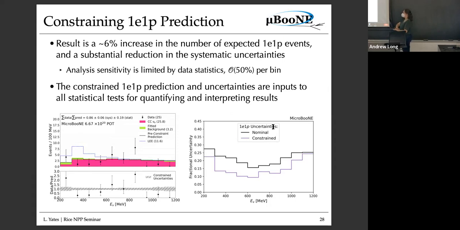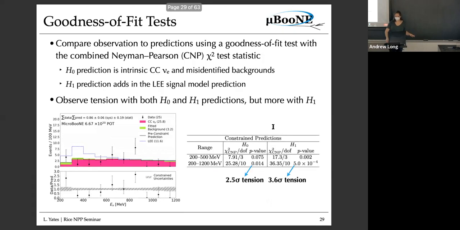That said, the analysis is very systematic, or statistics limited, so also kind of shrug, but it is what it is. And this kind of thing will matter a little bit more in the next generation of analyses that will use double the data and will hopefully have greater efficiency as well due to reconstruction improvements. So this will matter a bit more. And this constrained prediction with its constrained uncertainties are the inputs to the statistical tests, which I'm going to talk about in the next couple slides.